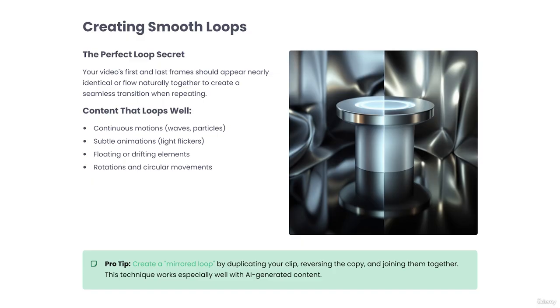You can do this by choosing animations with continuous motion like waves, light flickers, or floating particles. Alternatively, you can duplicate the video, reverse the copy, and stitch the two together to create a perfect forward and backward loop. This mirrored loop is a trick that works surprisingly well with AI-generated content.